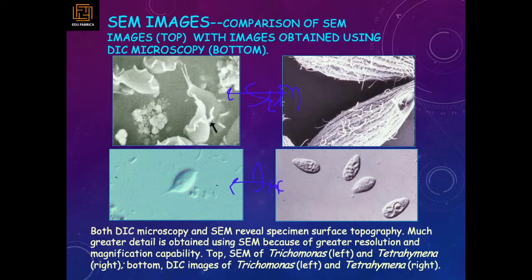So what we're seeing here is Trichomonas, and the right hand side is Trichohymena. And the bottom is also Trichomonas, and this is Trichohymena. This is how we see it in the DIC microscope, and the same image goes like that. So we can see the difference.